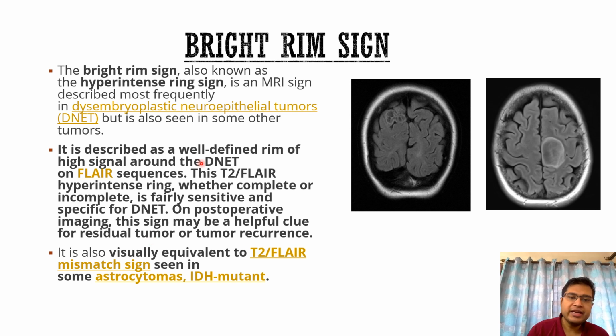So bright rim sign is described as a well-defined rim of high intense signal around the DNET on flare sequences. The T2 and the flare hyperintense ring, whether complete or incomplete, is fairly sensitive and specific for DNET. And a very important thing that has to be noted is on post-op imaging, this sign can be a helpful clue for residual tumor or tumor recurrence.